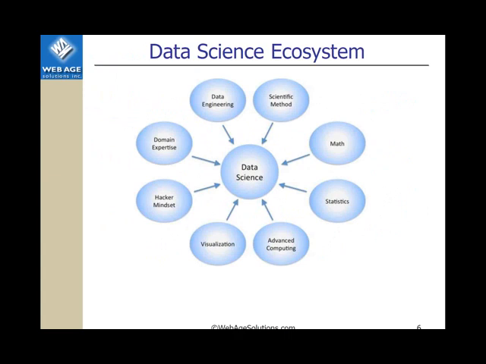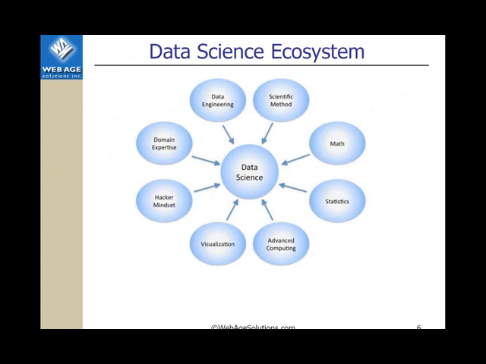Scientific method is all about having an algorithm of approaching your problem domain and finding a solution. So you need to have some background in math, statistics. Advanced computing is not so much advanced; computing in itself is an advanced topic, a skill that is really advanced. But it's more about maybe clustered computing using systems like Hadoop, MapReduce.